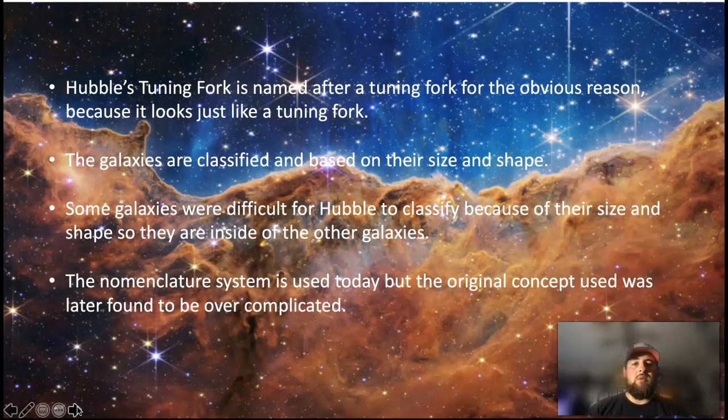Hubble's tuning fork is named after a tuning fork for the obvious reason, because it looks just like a tuning fork. The galaxies are classified based on their size and shape. Some galaxies were difficult for Hubble to classify because of their size and shape, so they are inside of the other galaxies. The nomenclature system is used today, but the original concept used was later found to be overcomplicated.